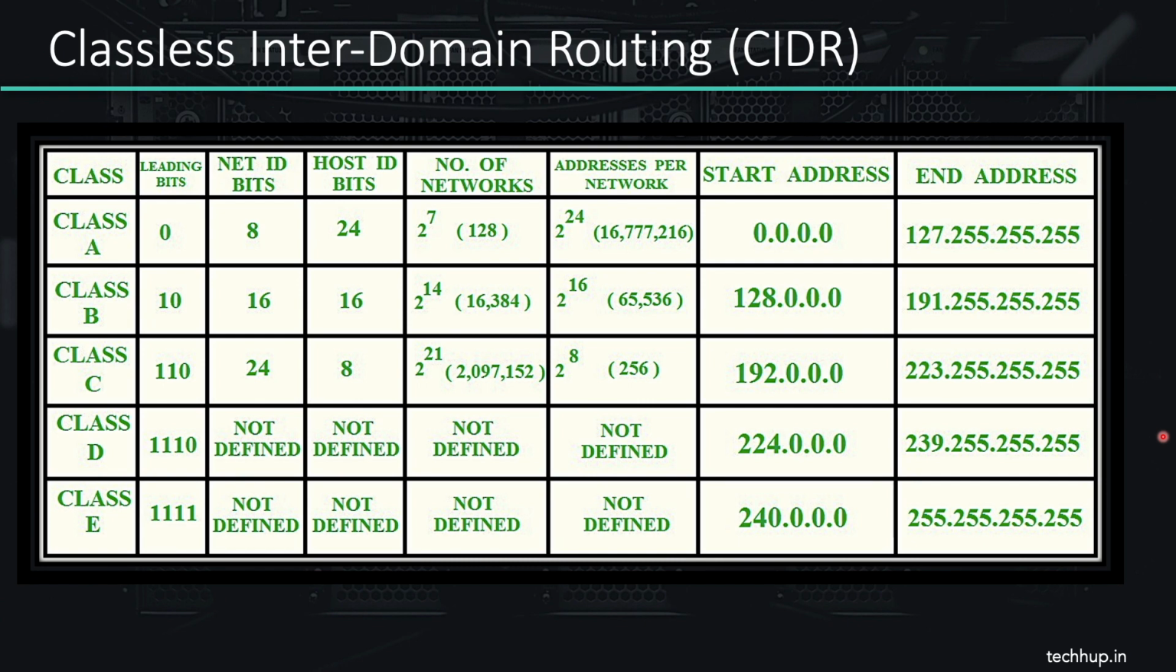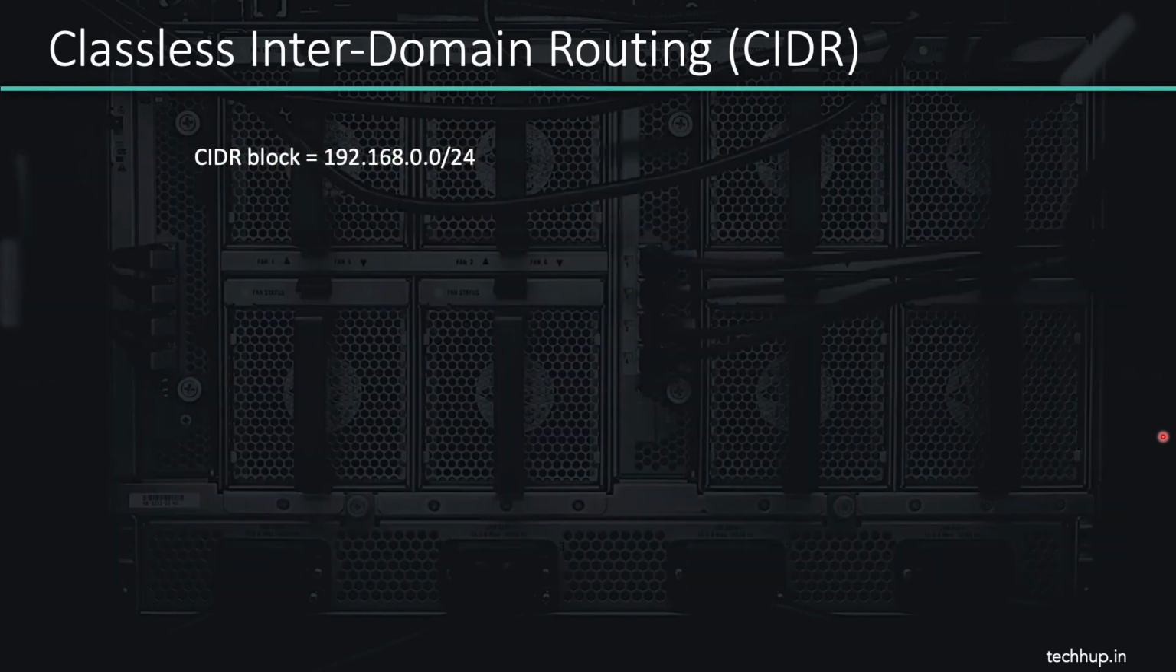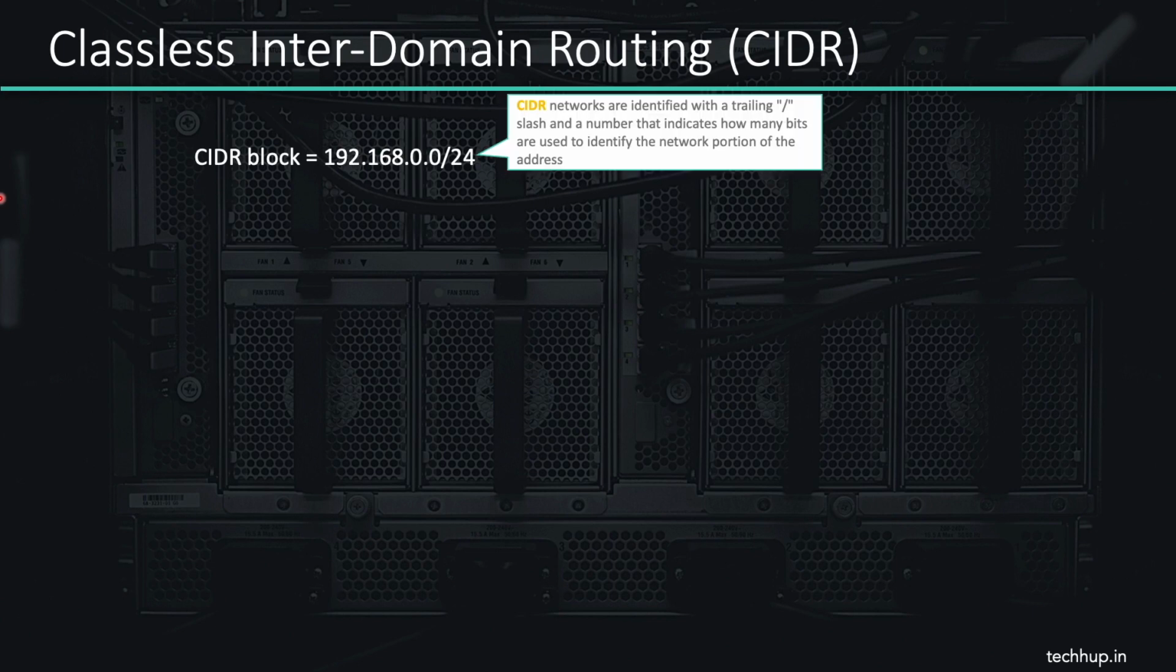So a CIDR network is identified with a trailing slash, as you can see here, followed by a number that indicates how many bits are used to identify the network portion of the address. So a /24 would indicate that 24 bits are used to identify the network and the remaining 8 bits are used to identify the host.